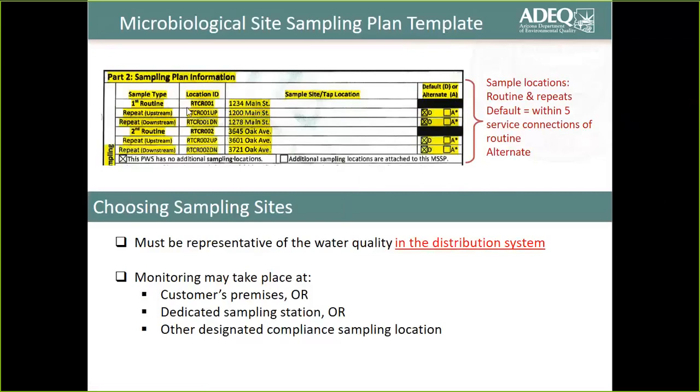So, for example, if you are required just to take one sample, you just have RT-PCR 001, 001 up, and 001 down on this plan. So RT-PCR 001 would be where you take your monthly samples, and then the up and downstream sample sites are your repeat sites. So that's where you would take repeat samples if you get a total coliform hit or a positive total coliform result. Usually monitoring takes place at customers' premises or dedicated sampling stations, or it can be other places as well.